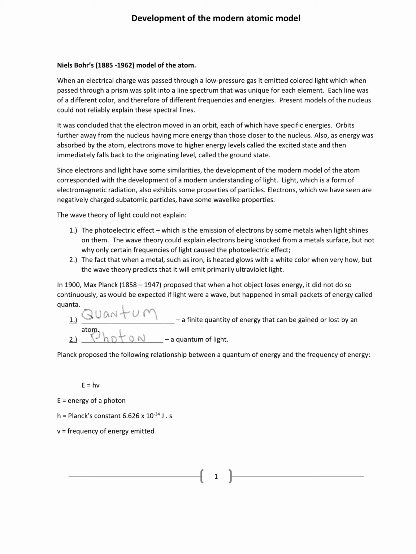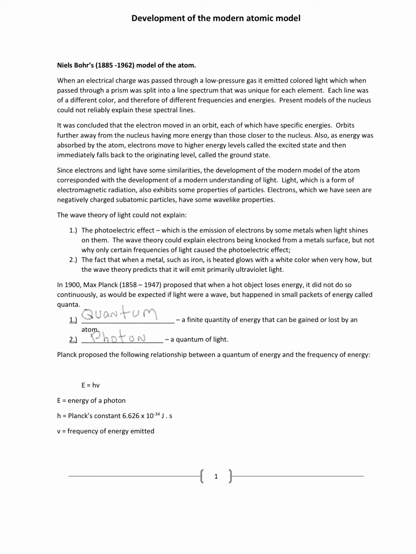One of the things they observed was that when electrical charge was passed through a low pressure gas, it emitted colored lights, which when passed through a prism was split into a line spectrum that was unique for each element. Each line was of a different color and therefore of a different frequency and energy. The present model of the nucleus could not reliably explain these spectral lines.